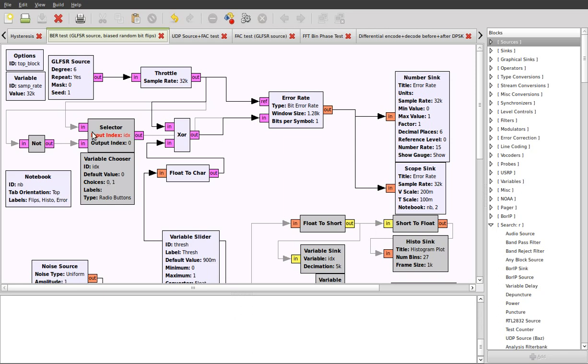You set the input index, so that would be either 0 or 1. Here I have the original stream coming in. On the second input, I've got the original stream which passes through the NOT block, so it's going to invert the bits, and then I can select between them.